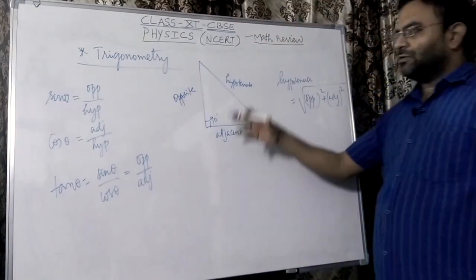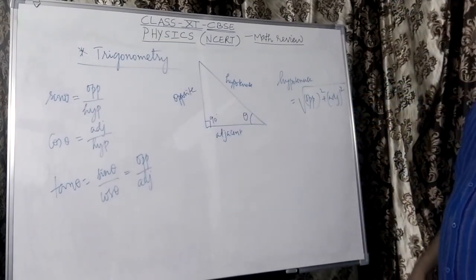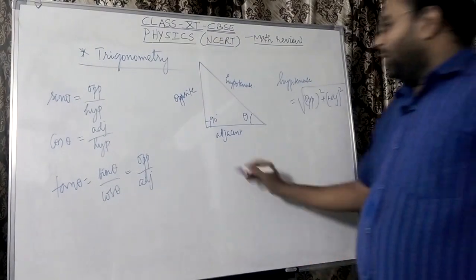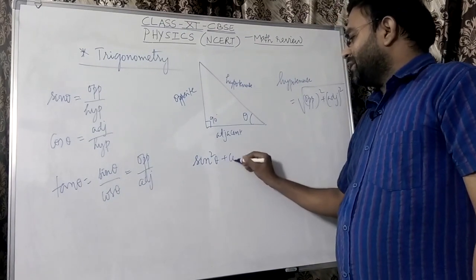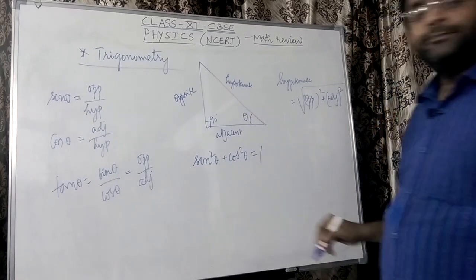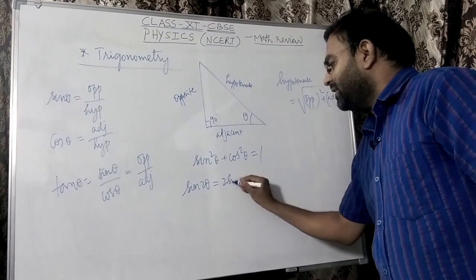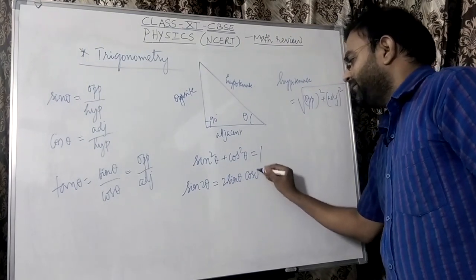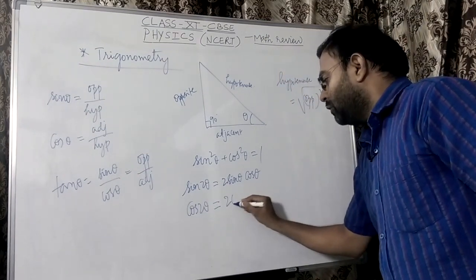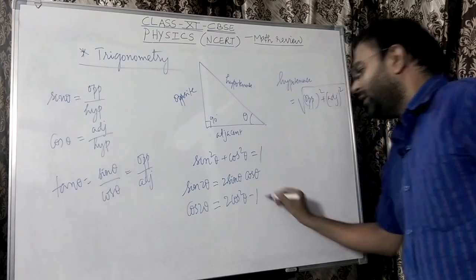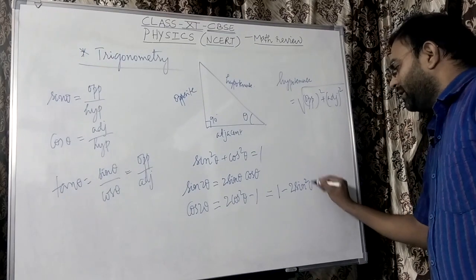Basically these are all ratios of these sides, and then you can get the sines and cosines of the angles. Also, there are some other relationships that one should remember. For example, sine squared theta plus cos squared theta is equal to 1. Sine 2 theta is equal to 2 sine theta cos theta. Cos 2 theta is equal to 2 cos squared theta minus 1, which is the same as 1 minus 2 sine squared theta.